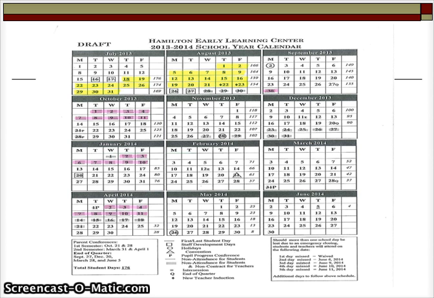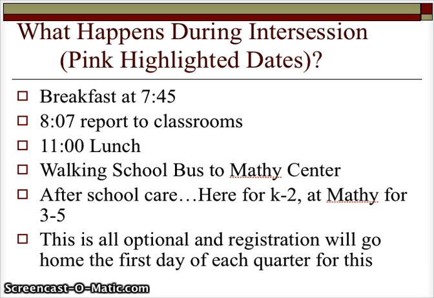During these days, of course, those are our intersession times, and I'll tell you what that would look like. During those intersessions, those pink highlighted days, students would report to school at 7:45, just like they do now. They'd have breakfast then. At 8:07, just like they do now, they'd report to their classrooms. At 11 o'clock, they'd have lunch, just like they do now. The difference is, after lunch at 11:15, we'd form a walking school bus and we'd go to the Matthew Center.